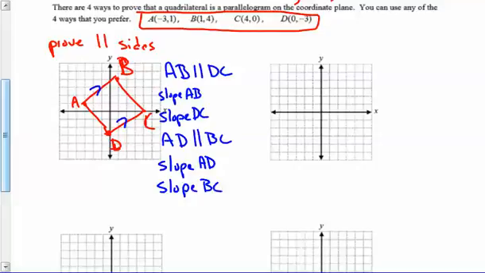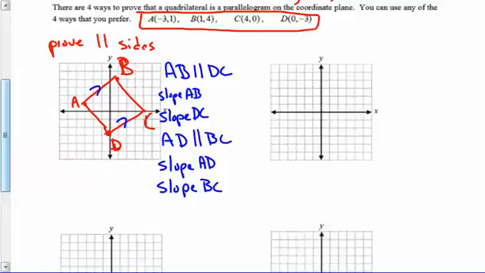And I'll allow you to figure that out. You have the formulas, you should be able to find slope. Make sure that your slopes are the same. That's how you prove they're parallel. Slope AB is the same as slope DC. Slope AD is the same as slope BC. You need to figure that out and let me know if it's a parallelogram or not.